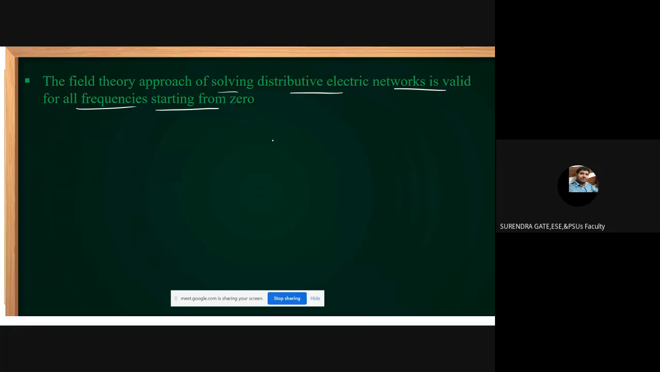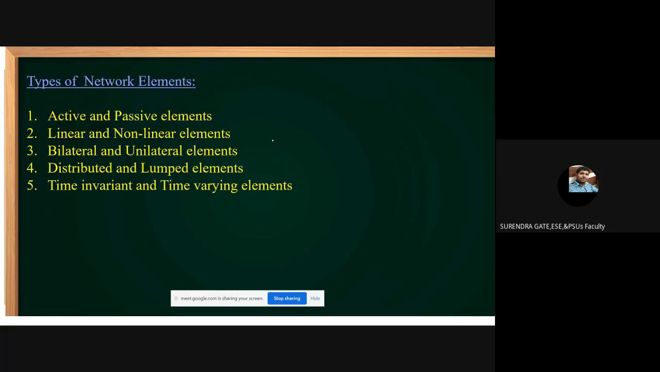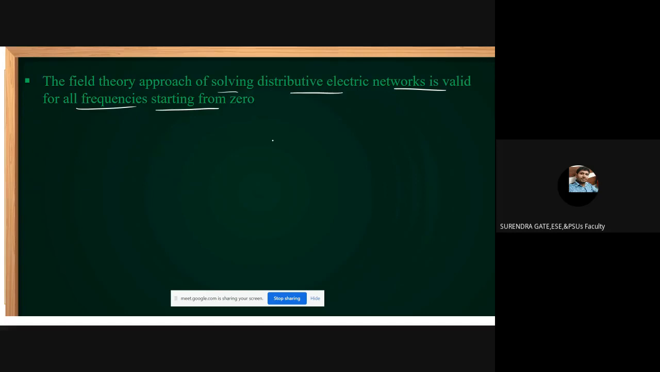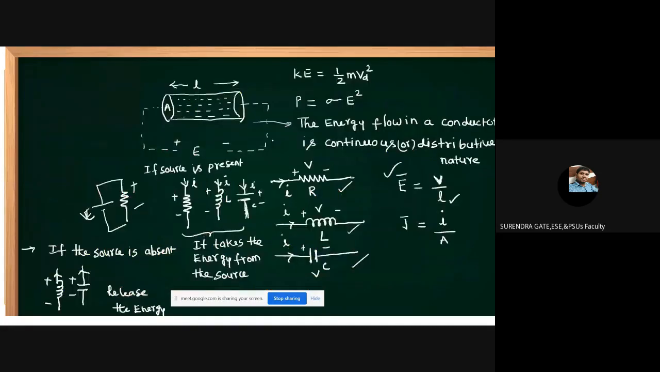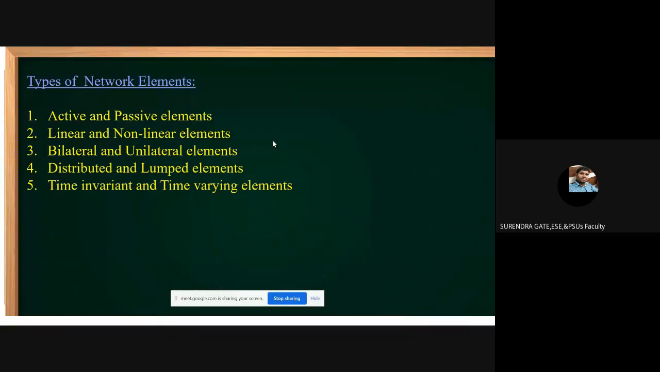But network theory analysis is applicable only for lower frequencies, up to 1 megahertz only. Students, understand? This is the historical view, about why these RLC elements came into existence. Please concentrate. With this knowledge of the basics, the next concept is types of elements.